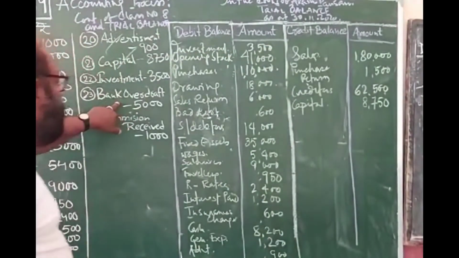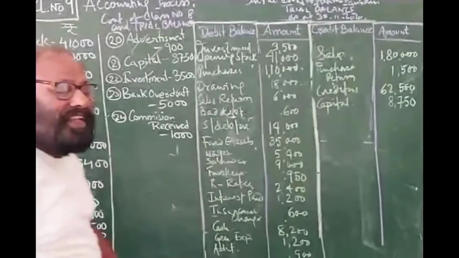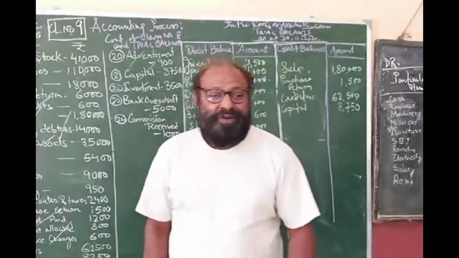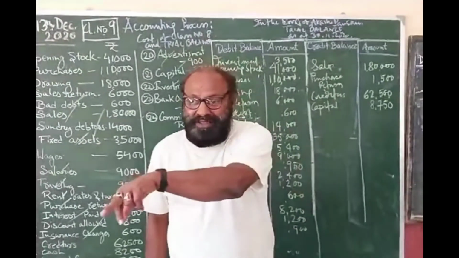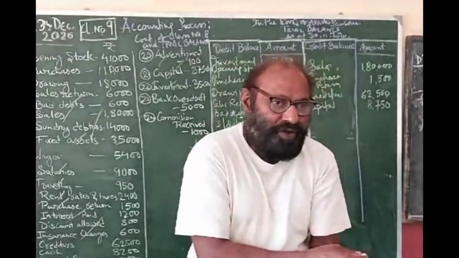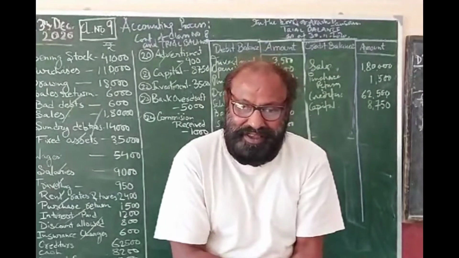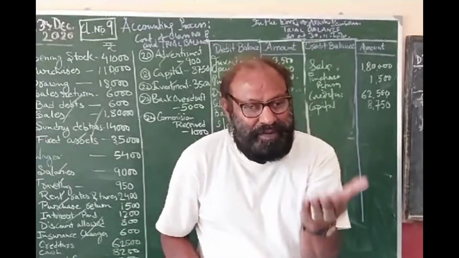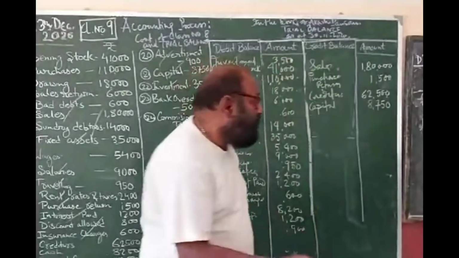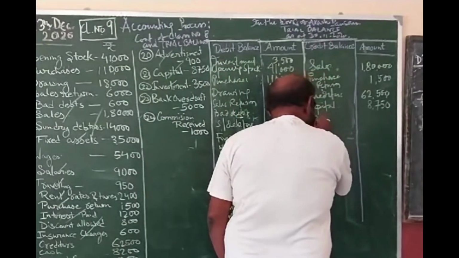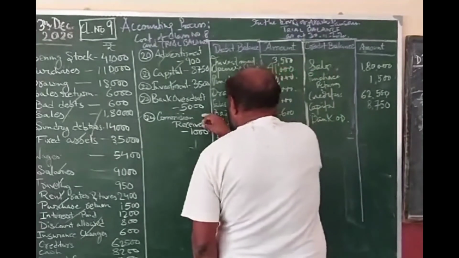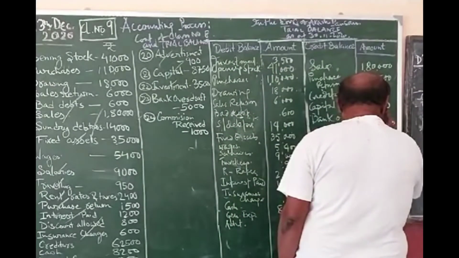Here, bank overdraft. What is bank overdraft? You have deposited cash into the bank, so your bank balance is there. You have deposited 50,000, so you have made the journal entry, bank account debit to cash. Now you are making a withdrawal of rupees 60,000. So you have deposited 50,000, but you are drawing more than that. So that is your overdraft. And overdraft is always a liability because you have to pay that amount. Bank OD I have added. Okay, friends? Bank overdraft 5,000.